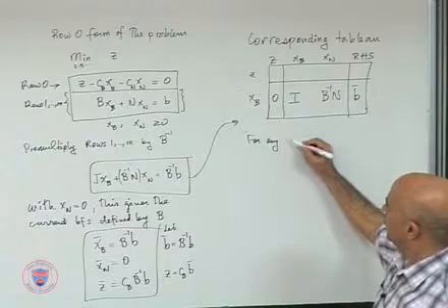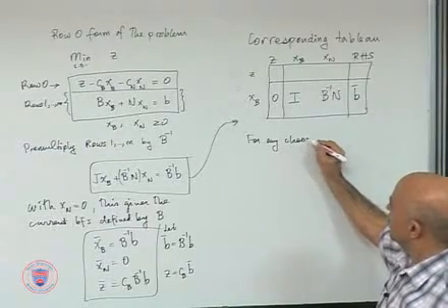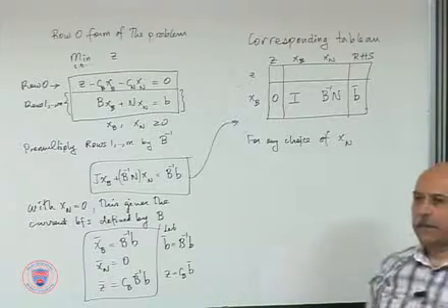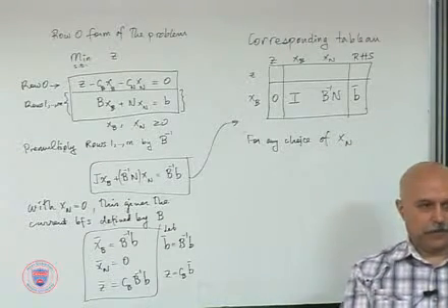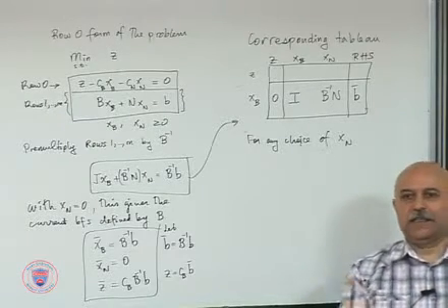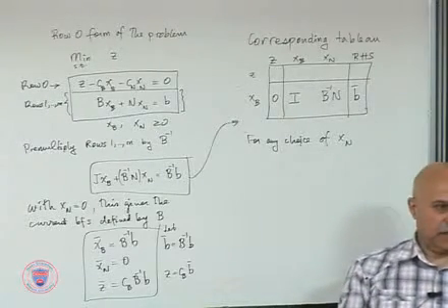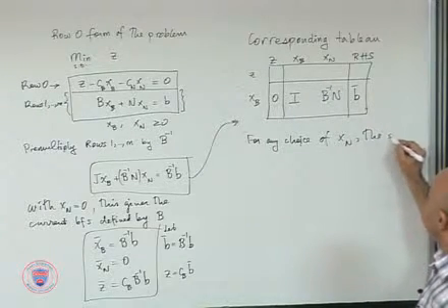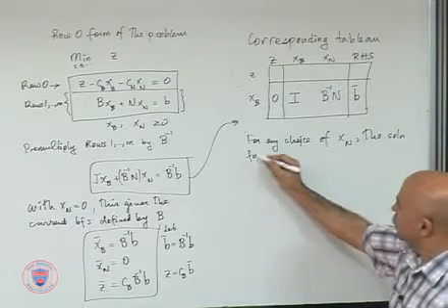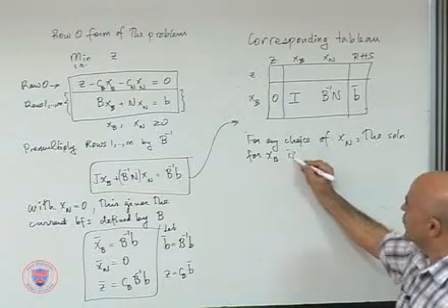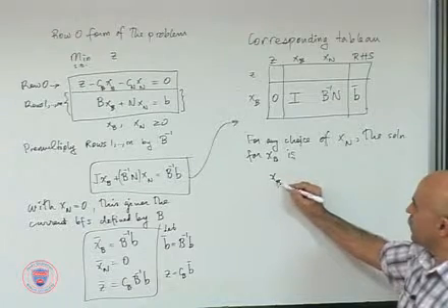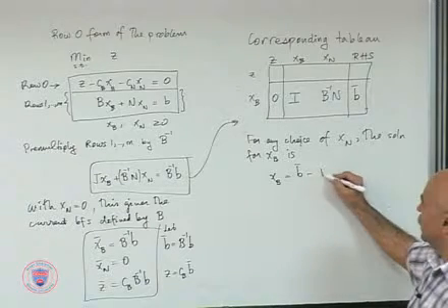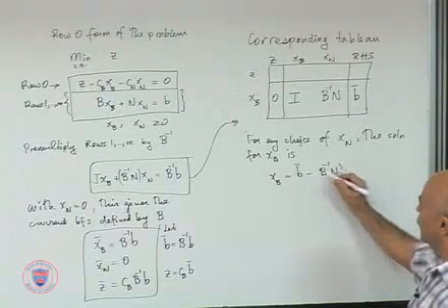For any choice of xn, not xn equal to 0, but for any choice of xn. So I can take xn to be anything, as long as it's non-negative, I should be able to do it. Okay? The solution for xb is, what is it? xb is equal to B bar, which is B inverse b, minus B inverse n times xn.